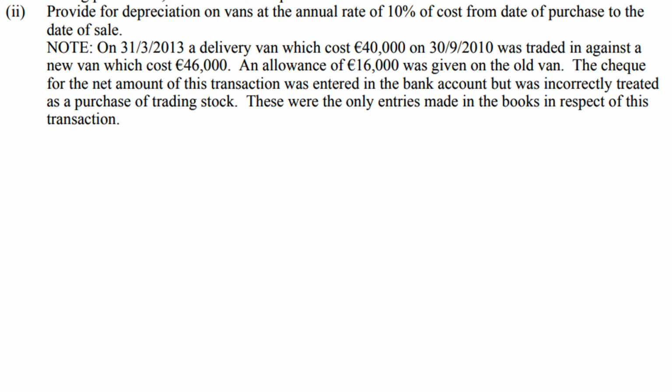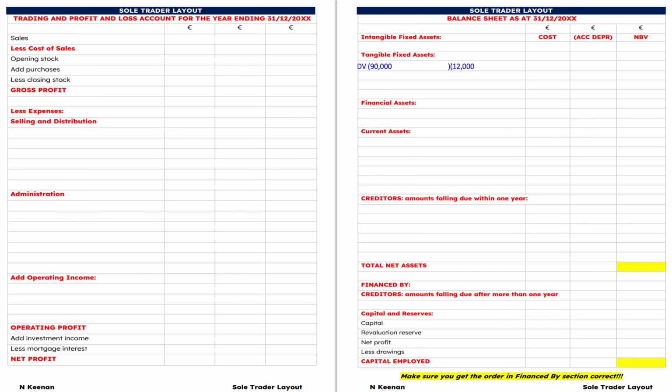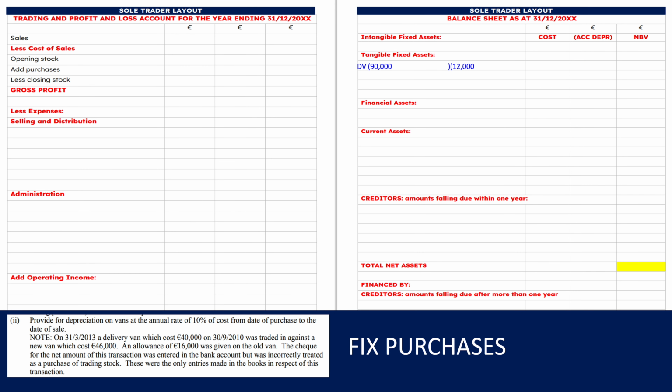The cheque for the net amount of this transaction was entered in the bank account but was incorrectly treated as a purchase of trading stock. These were the only entries made in the books in respect of this transaction. So again, a mistake in purchases. So how will we fix that? Well, it's the cost of the new van minus the allowance that they got for it. So the cheque would have been 30, incorrectly treated as purchases, so we will minus that from purchases. We'll take it out of purchases.